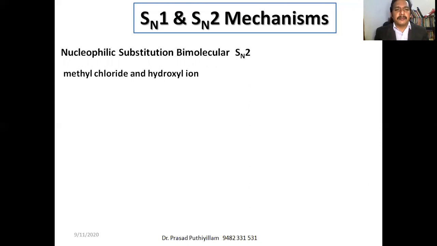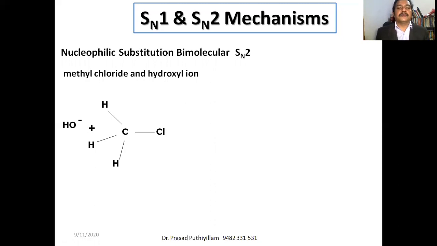Say for example, methyl chloride and hydroxyl ion. Methyl chloride, that is CH3Cl. I will draw the structure of CH3Cl. CH3Cl reacts with a hydroxyl ion. The hydroxyl ion cannot come from this side because chlorine is already there. Chlorine is also electronegative, and the hydroxyl ion is also electronegative, both having a negative charge on the surface. Therefore the hydroxyl ion will easily attack from the side opposite to that of chlorine.